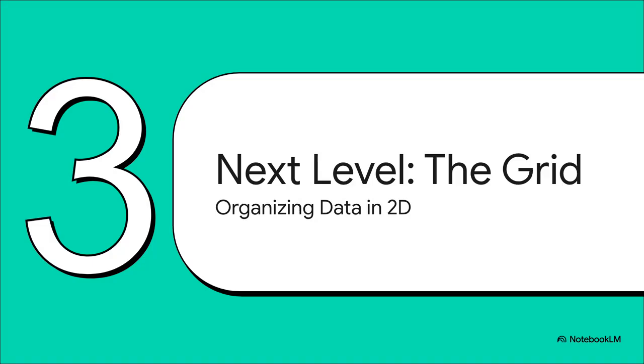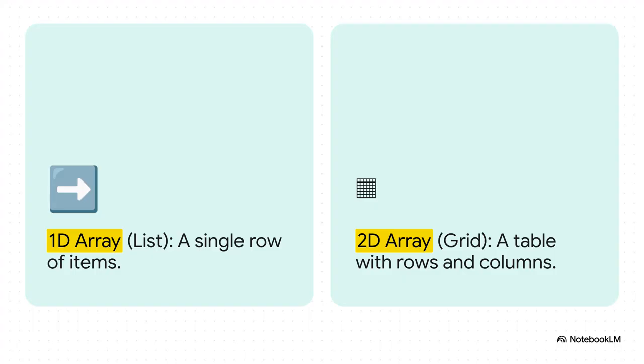But what happens when your data is a little more complex? What if it's more like a grid? Well, that's our next level, organizing data in 2D. The way to think about this is actually really straightforward. A 1D array, the thing we just covered, that's like a single row of items, a list. But a 2D array, that's like a full-on table or a grid. It's got both rows and columns.